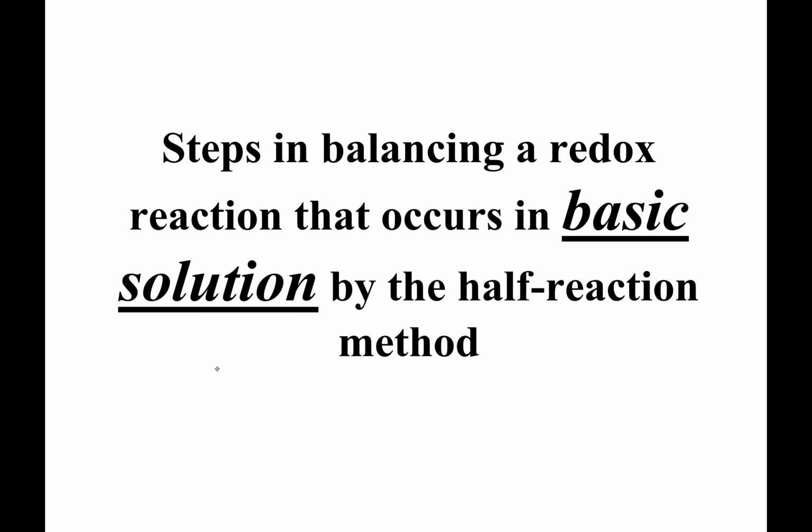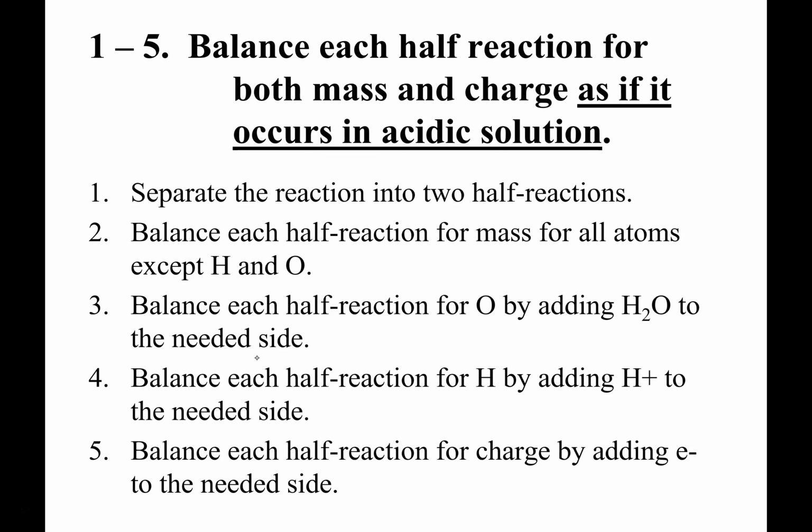It starts out, like I said, similarly. Actually the first 5 steps are identical. What did you guys just do? You separated 2 half reactions. What did you do next? You balanced it for everything except oxygen. What did you do next? You balanced oxygen by adding water. Next, you balanced your hydrogens by adding H+. I know it's not an acidic solution, but you pretend like it is to start out with. The next thing that you did was to balance it by charge by adding electrons.